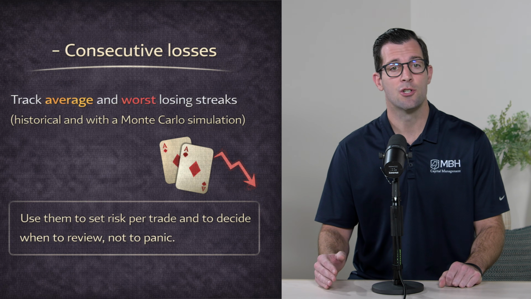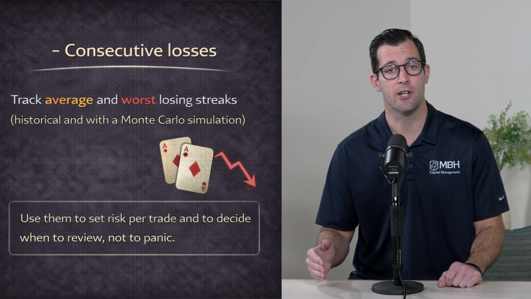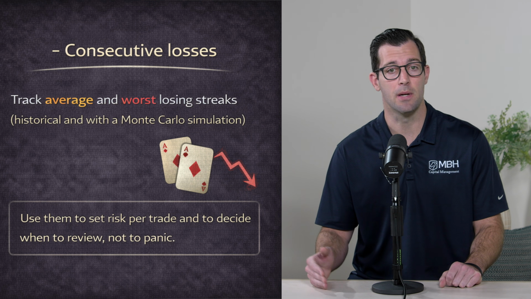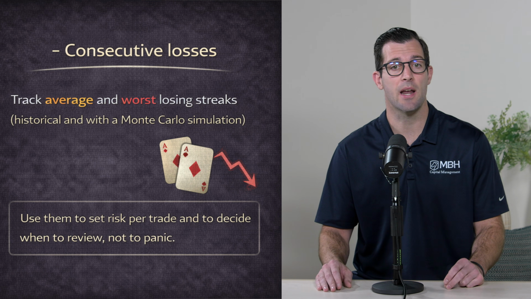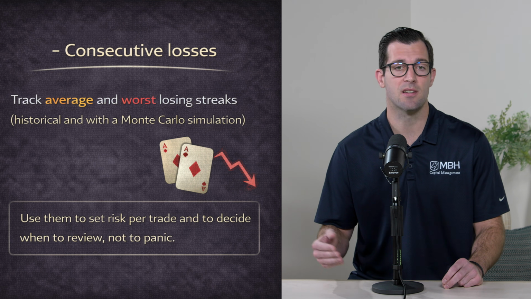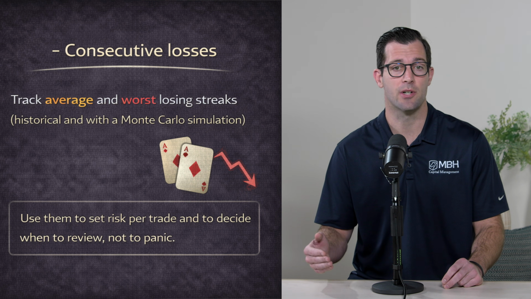Consecutive losses. Track your average and worst losing streak over time. What's historical and what does the Monte Carlo simulation say it could be? Use both of those to set a per trade risk limit and decide when to review and when not to panic when you're seeing that loss streak.